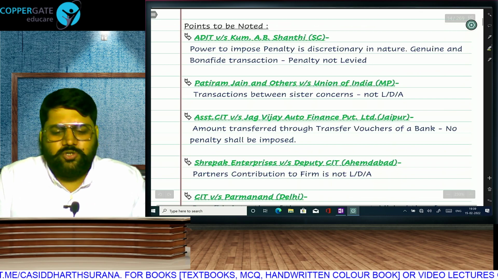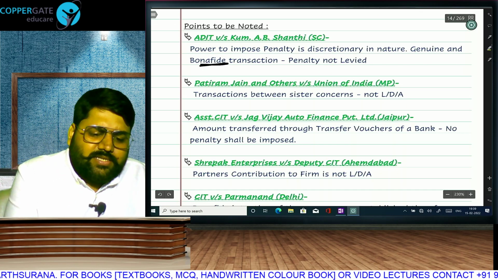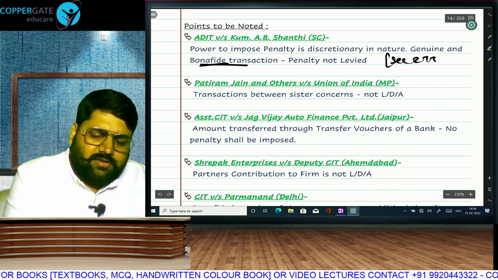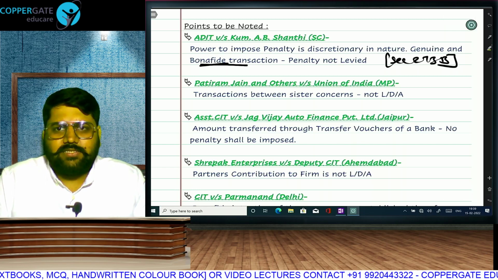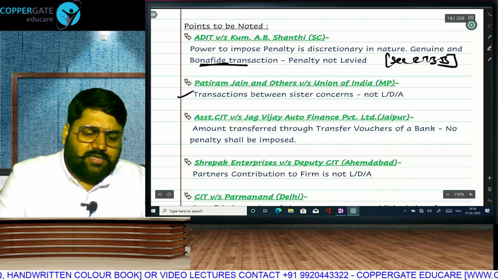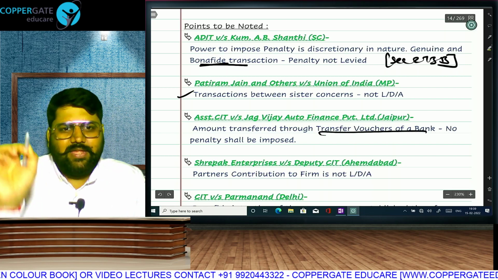But certain points to be noted, some case laws. If there is a genuine transaction, then there is no penalty. We already know this. This is a revision lecture. I don't want to remind you again and again. Section 273B of the Income Tax Act, no penalty if there is reasonable cause. Transaction between sister concerns, no penalty. If you do it through transfer vouchers of the bank, you have to fill in the transfer voucher.